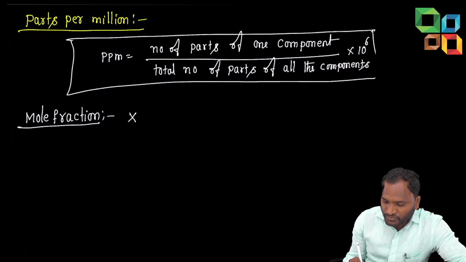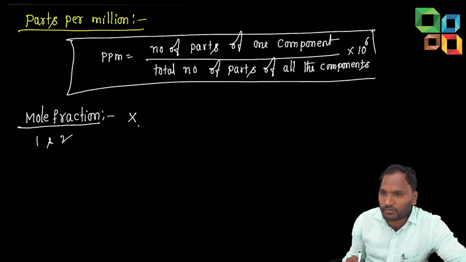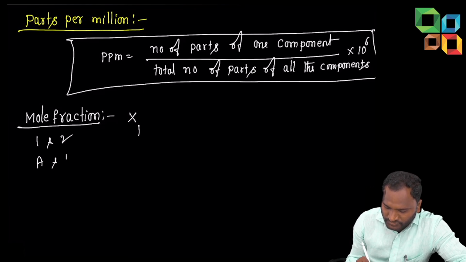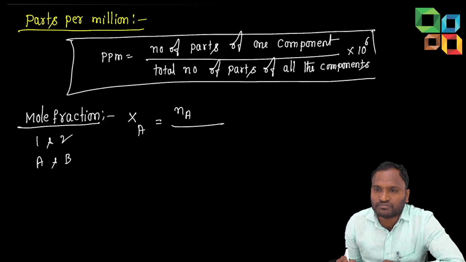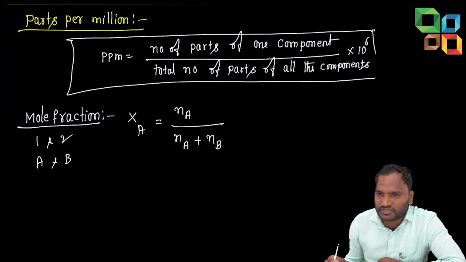First of all, suppose a solution contains two components, one and two, or XA and XB also you can take, two components are there. Mole fraction of the first component, or A component; better we'll use A and B components. So XA is equal to n, which is the number of moles of A component, by the total number of moles of all the components. If more than two are there, we'll write Na plus Nb plus Nc.